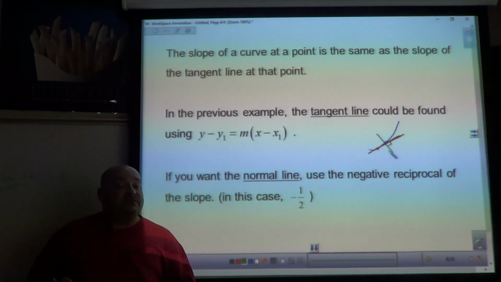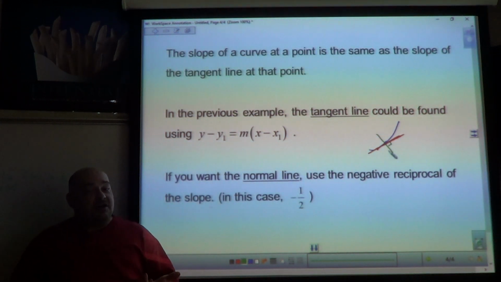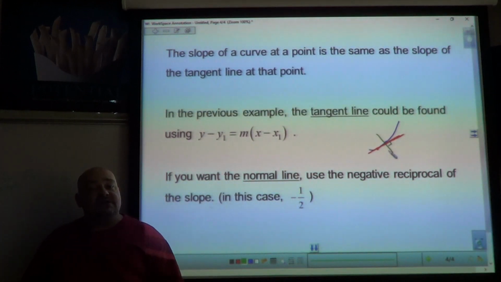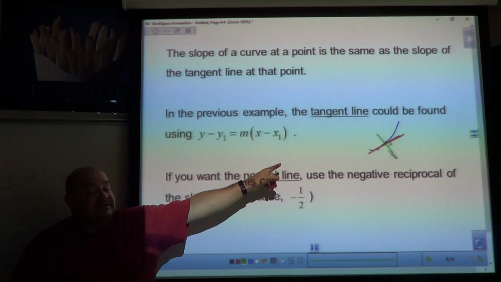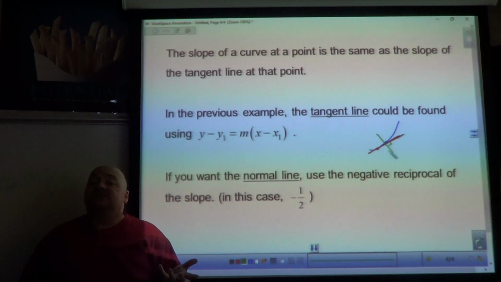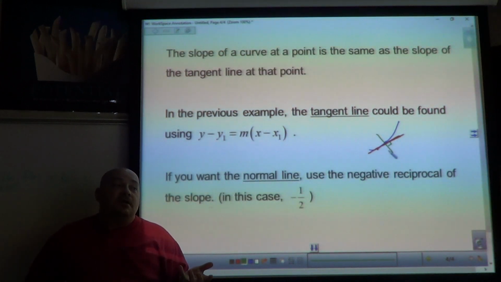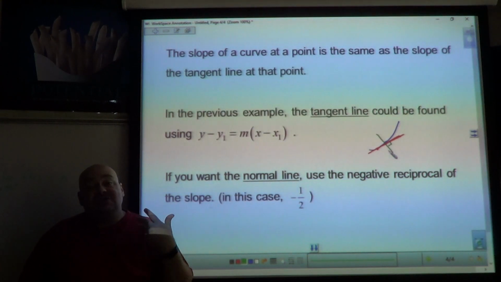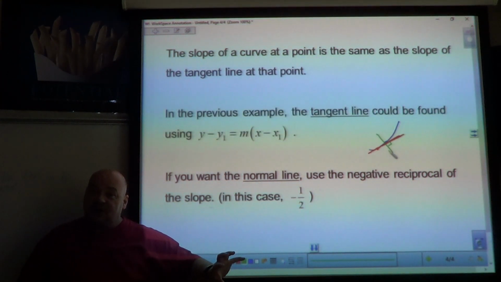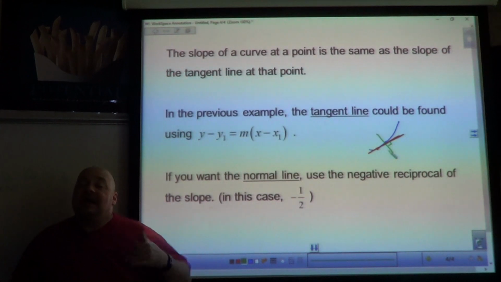Now, there are reasons to find the normal line, so you're going to need to know how to do that. But remember, since they share the exact same point, the only difference between those two lines is the slope. How does the slope change when you want a perpendicular line? Well, it's just a negative reciprocal. You flip the fraction over, or make it into a fraction and flip it over, and change the sign.